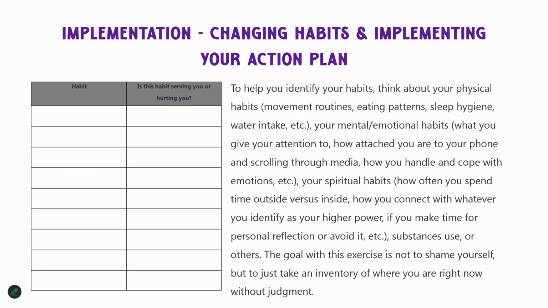So again, hopefully you've got a physical copy of the workbook and you can actually fill out this table and write it down. If not, write it wherever you can. So to help you identify your habits, think about your physical habits, such as movement routines, eating patterns, sleep hygiene, water intake, etc. Your mental and emotional habits, such as what you give your attention to, how attached you are to your phone and scrolling through social media, how you handle and cope with emotions, etc. Your spiritual habits, which is things like how often you spend time outside versus inside, how you connect with whatever you identify as your higher power, if you make time for personal reflection or avoid it, etc. And then substance use, you know what I mean, or others.